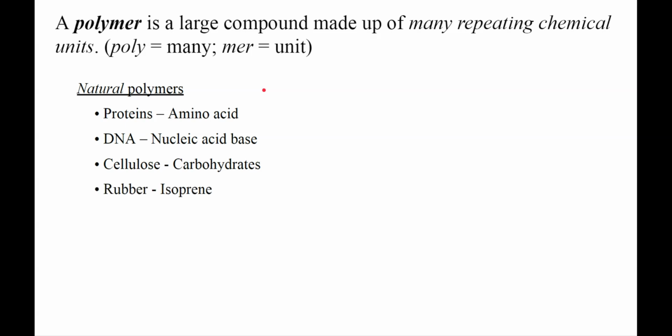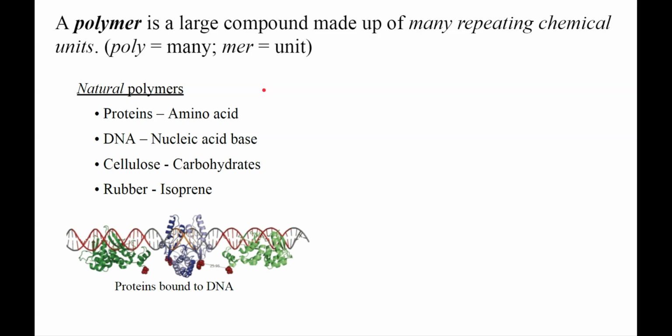And then there's other ones like natural rubber. There's a nice protein and DNA bonded together, but what they all have in common is they have single units. The units can vary, but they repeat over and over. And we're talking hundreds, thousands, tens of thousands at a time.